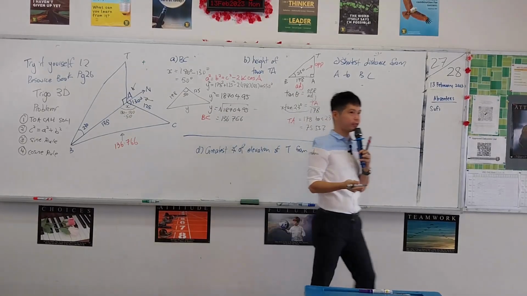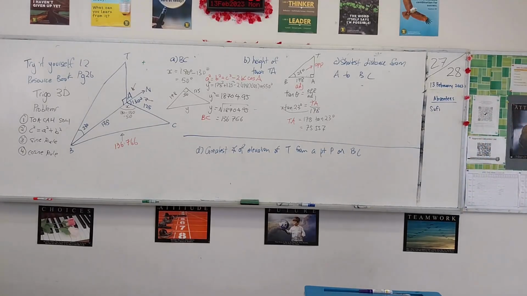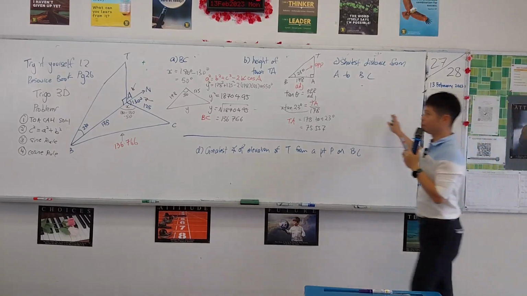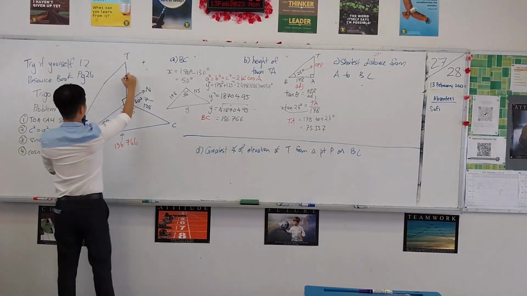Okay, so later you try this. There's another question for you. Okay, now this is just a revision. Let's do something new today, part C and part D. Where is the shortest distance from A to BC? Okay, before we do that, let's label the TA since I found it. TA is 75.557.